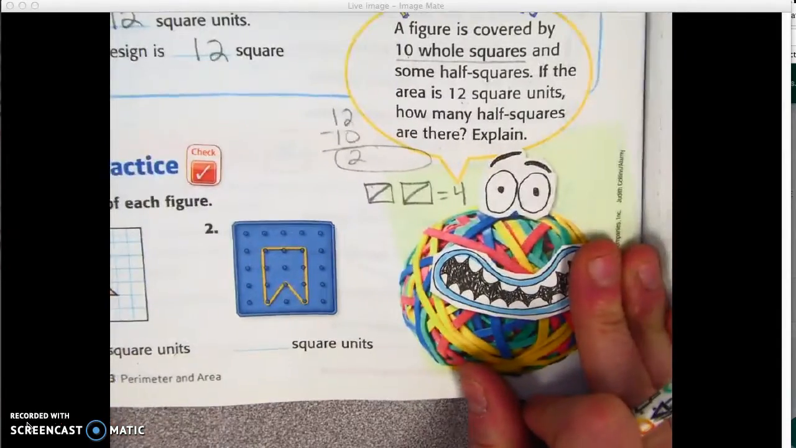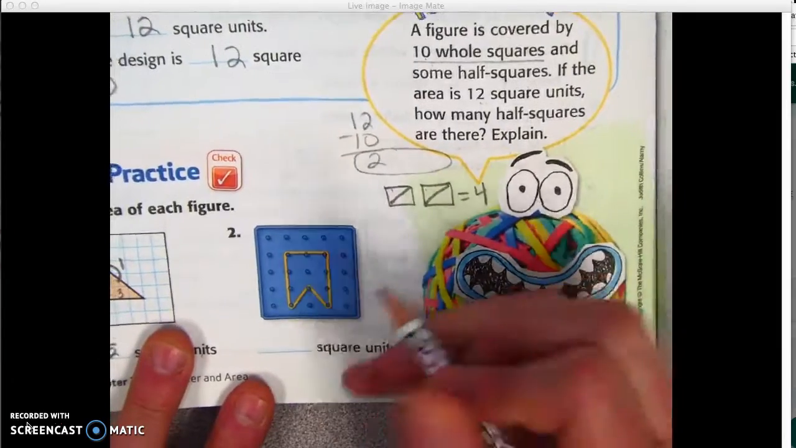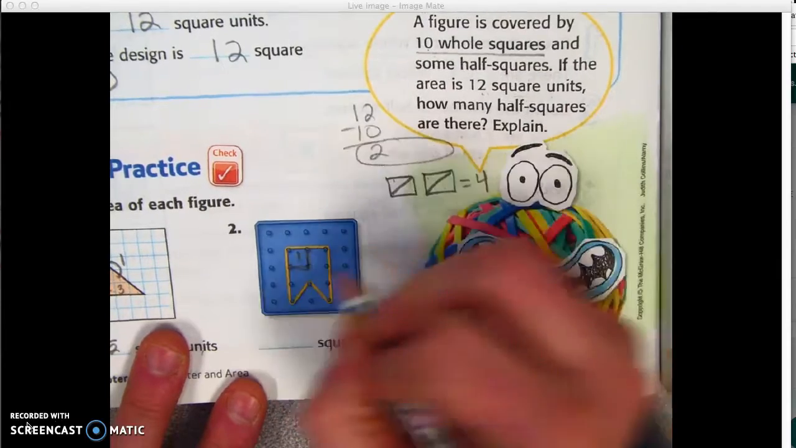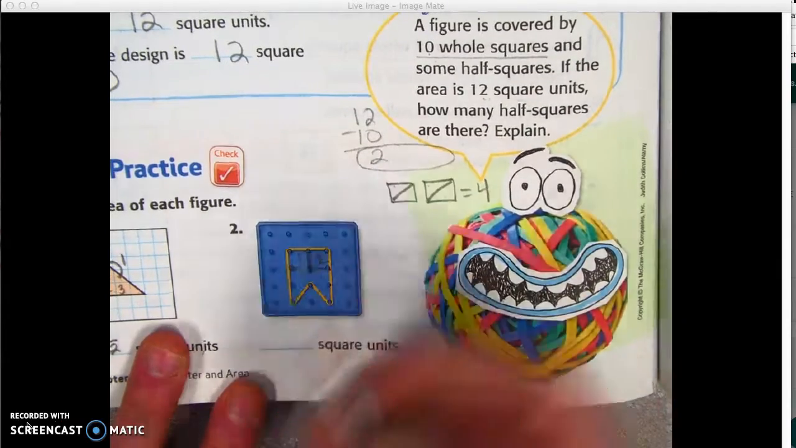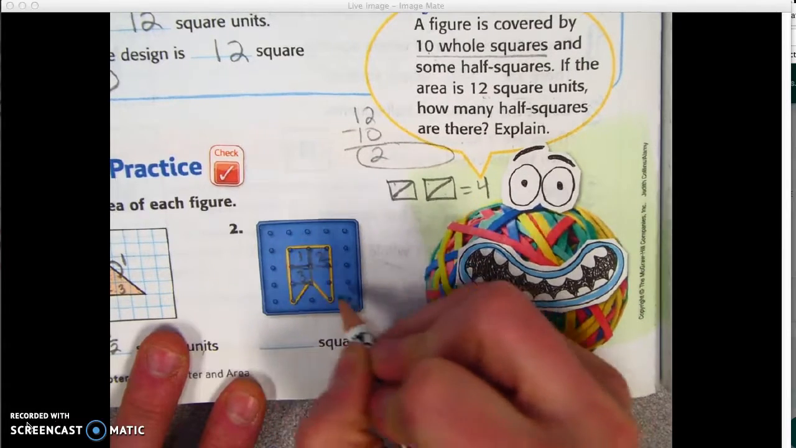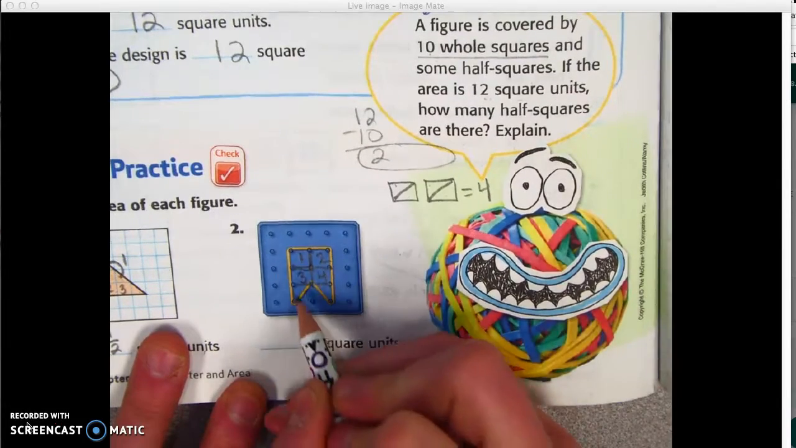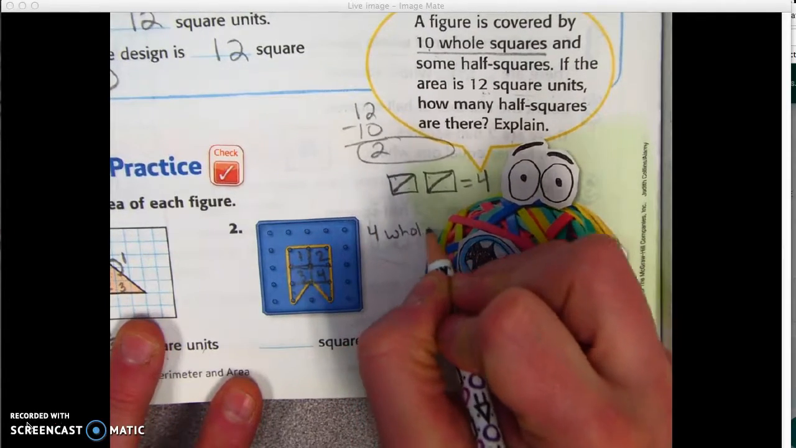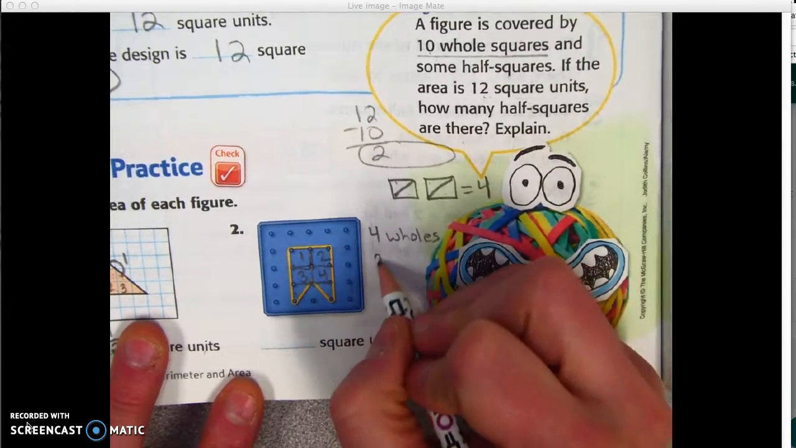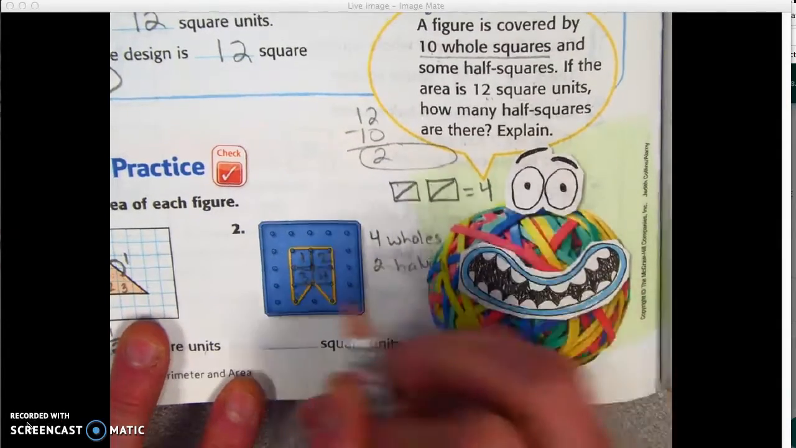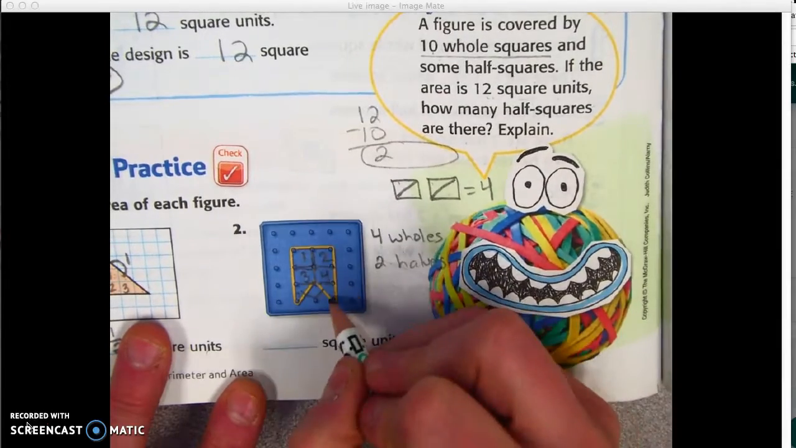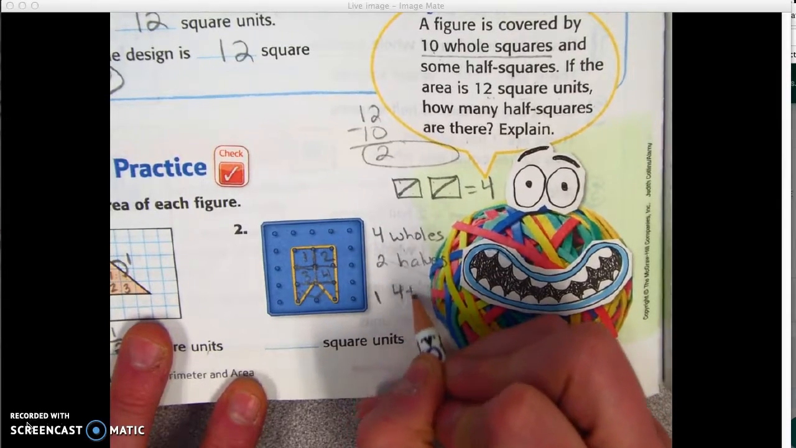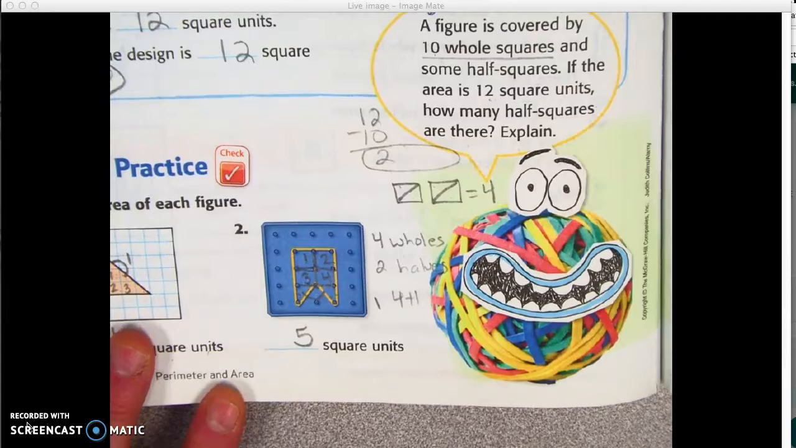Let's look at the next one together. I'm going to draw my squares in. Here's 1 square, 2 squares, 3 squares, 4 squares, and then I have 2 halves. So I write down 4 wholes and 2 halves. I know that 1/2 plus 1/2 gives me 1 whole. So I'm going to add 4 plus 1 equals 5 square units.